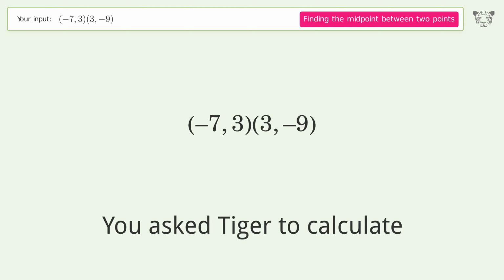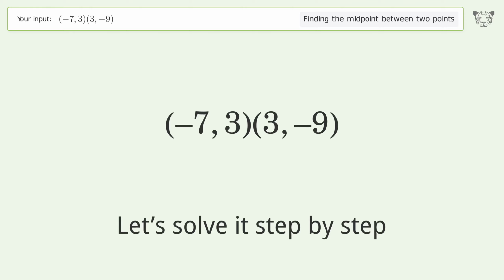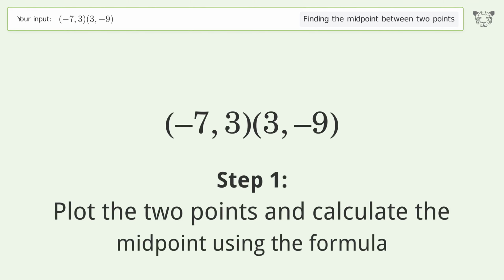You ask Tiger to calculate. This deals with finding the midpoint between 2 points. The midpoint between the 2 points is -2, -3. Let's solve it step by step. Plot the 2 points and calculate the midpoint using the formula.